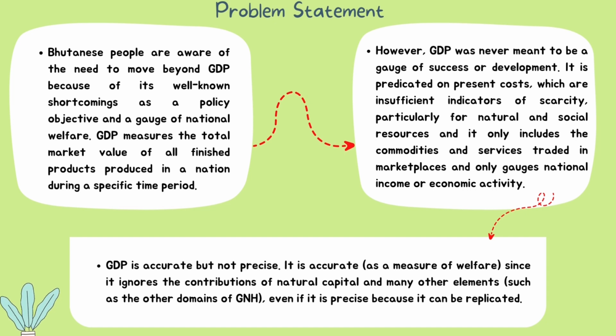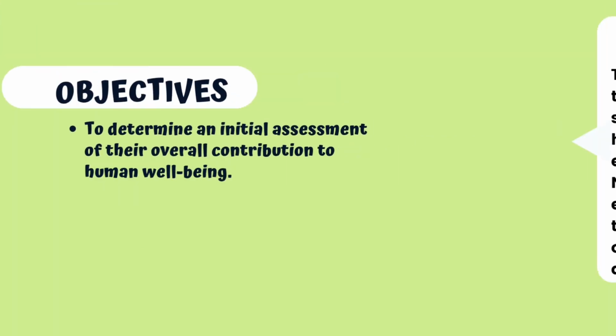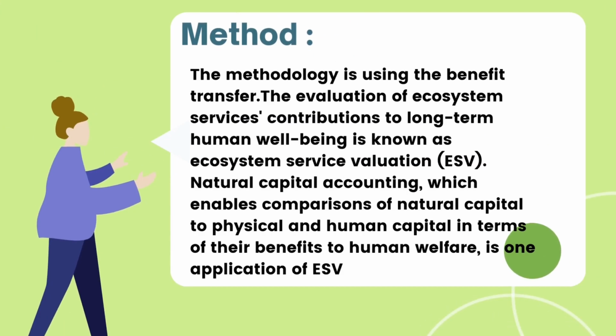GDP is precise but not accurate. It is precise because it can be replicated, but it is inaccurate since it ignores the contributions of natural capital and many other elements. The objective of this case study is to determine an initial assessment of their overall contribution to human well-being. The methodology is using benefit transfer.